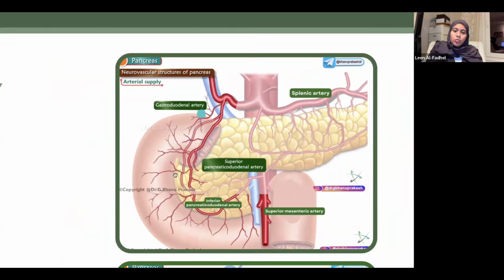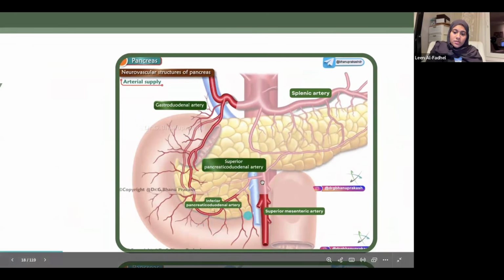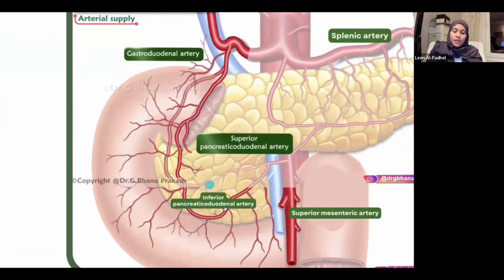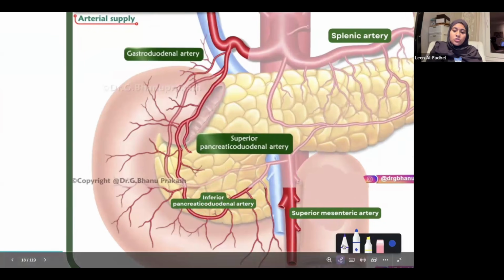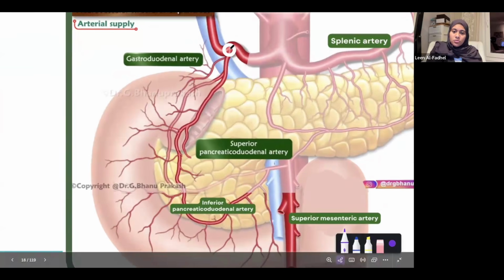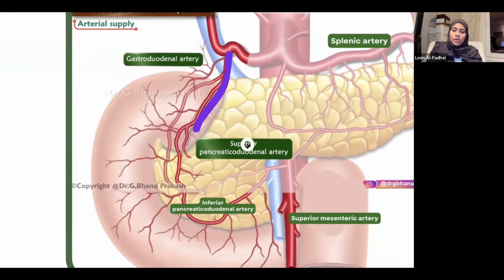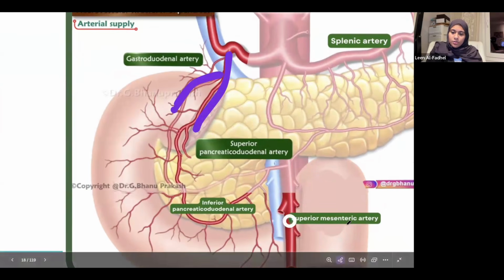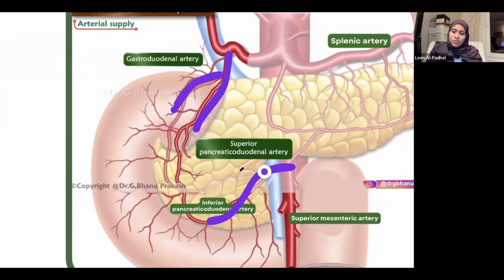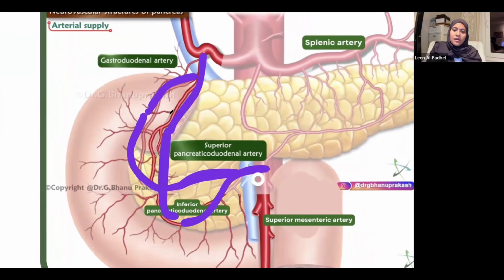Now, those will anastomose with what? They will anastomose with the inferior pancreaticoduodenal artery. But the inferior one does not come out of the gastroduodenal. No, it comes out of the superior mesenteric artery. So just to recap, the gastroduodenal artery will split into the superior pancreaticoduodenal artery, anteriorly and posteriorly. The superior mesenteric artery will split into the inferior pancreaticoduodenal artery, anteriorly and posteriorly. Those two branches will anastomose to supply the head and the uncinate process of the pancreas.